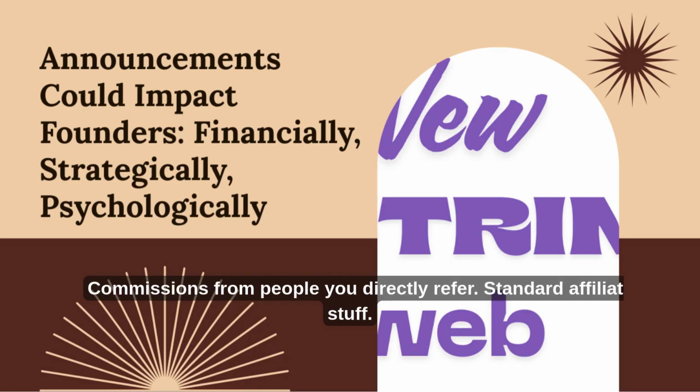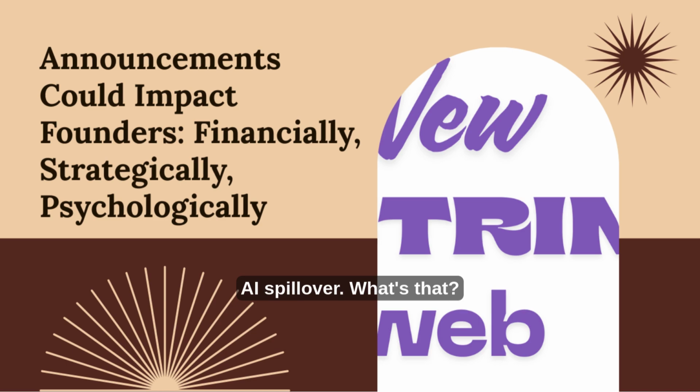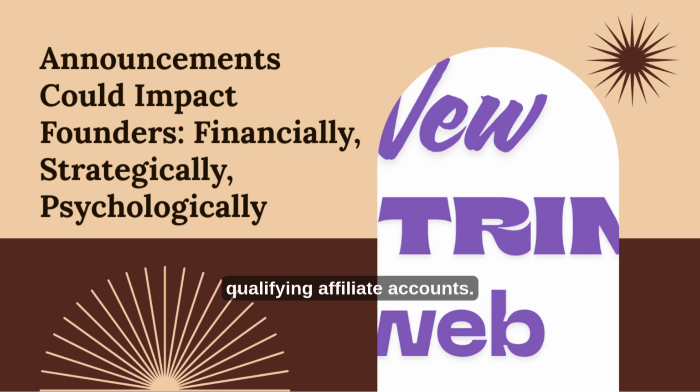Commissions from people you directly refer. Standard affiliate stuff. Then commissions from their referrals, so a second tier. And then this AI spillover thing, which is pretty unique. AI spillover, what's that? It's where the system apparently assigns random, unattached traffic directly to founder or qualifying affiliate accounts.